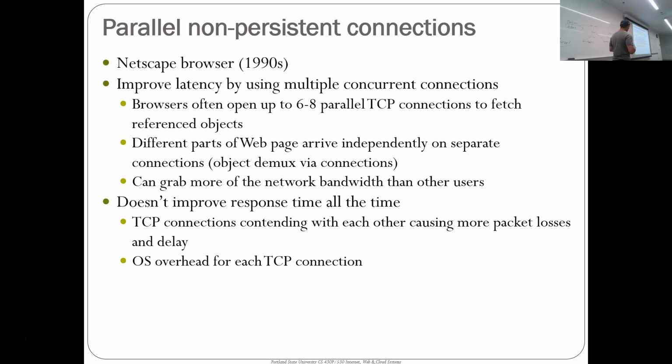Okay, one of the things with this approach is that it doesn't improve response time all the time. So for example, if sending 8 parallel TCP connections causes the server to fall over, then you've hosed everybody, including yourself, right? You could have gotten it done faster had you just done maybe 2 at a time. So there is this thing of diminishing returns when you start to do this. There's way more operating system overhead to deal with for each TCP connection.